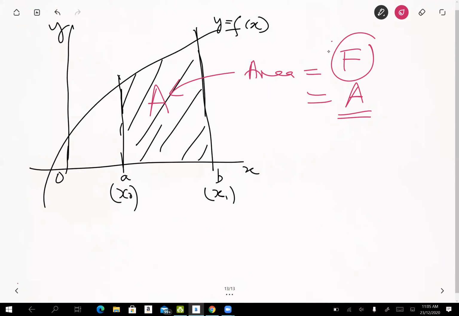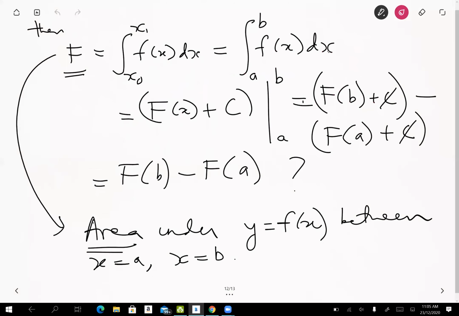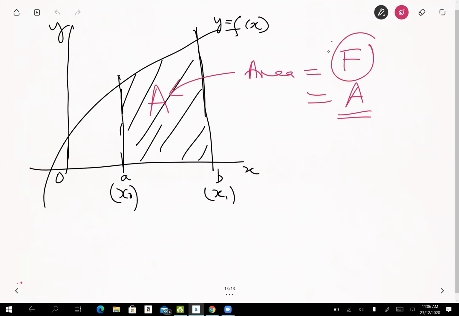So we know now that's the area. We can also denote that as equal to A. It's the area between the 2 points, between the 2 values of x equal to a and x equal to b, under the function. So when we integrate the function, we get the area here.